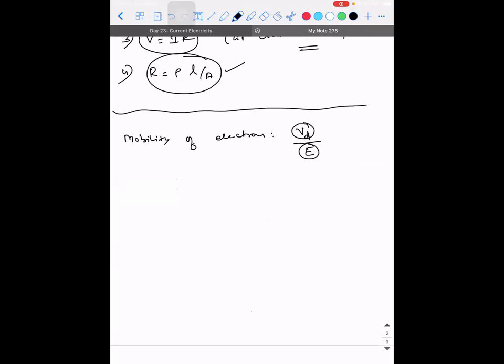dV by dr. You want to use E is equal to dV by dr, but here you don't have dV. You don't know the potential difference.